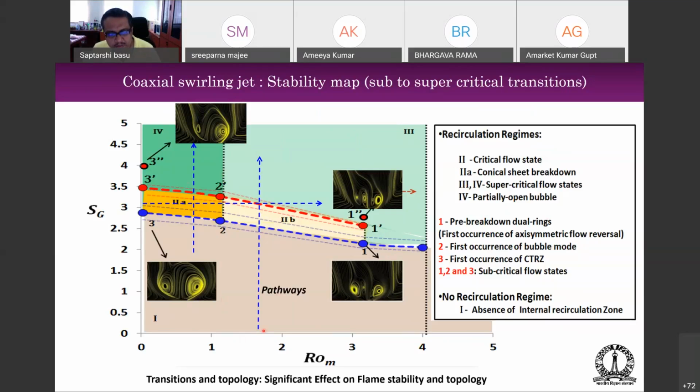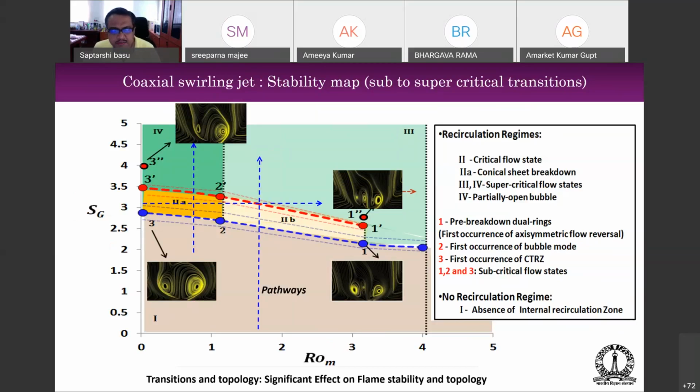For example, for a particular Rossby number, if you go on increasing the swirl number, you will go from 1 to 2B, which is in this particular section, and then you go on to 3. 3 is the supercritical flow states. Similarly, it depends on where you start from, and as you traverse, you are going to traverse different flow states, or basically different topologies in the different sections, depending on what the swirl number and the Rossby number is.